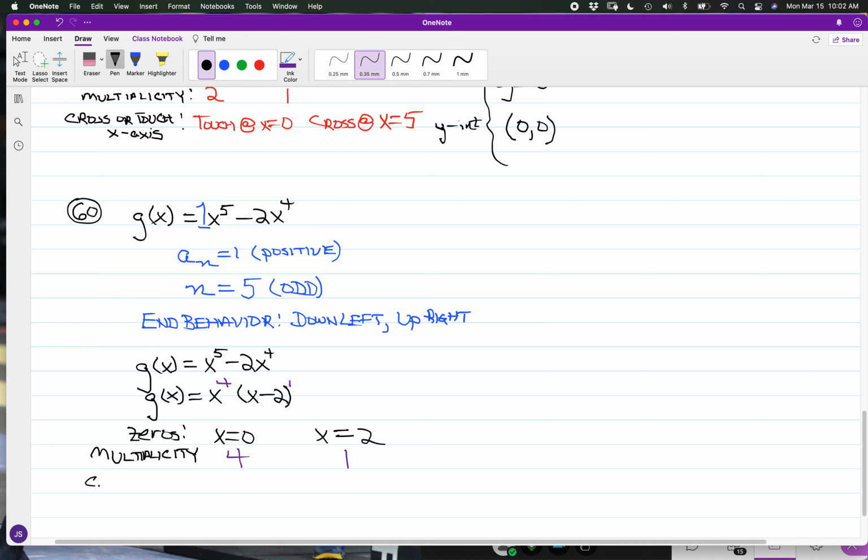And in terms of crossing or touching the x-axis, for what we have here, you have an even multiplicity. So this will touch at x is equal to 0. And since 2 has an odd valued multiplicity, the graph of the function is going to cross at x is equal to 2.